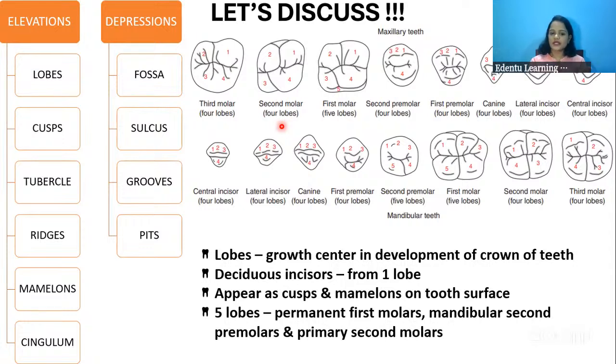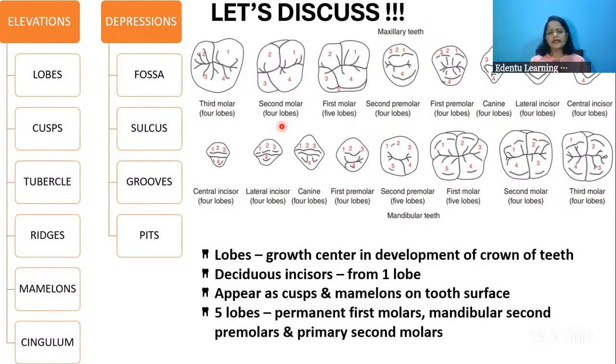Now, these lobes are nothing but the growth centers in the development of the crown of the teeth. They are just the growth centers. From these growth centers only, these cusps are developing. So based on that, there are three types of lobes from where the teeth are developed. There are deciduous incisors. These deciduous incisors are very small shaped teeth, so they develop only from one lobe.